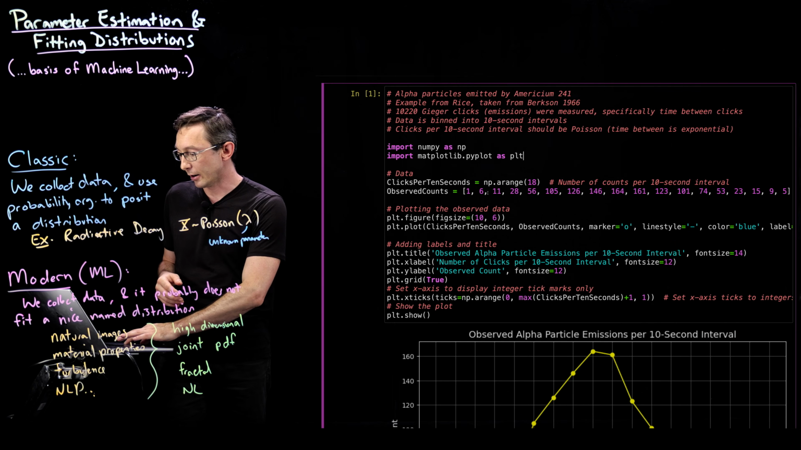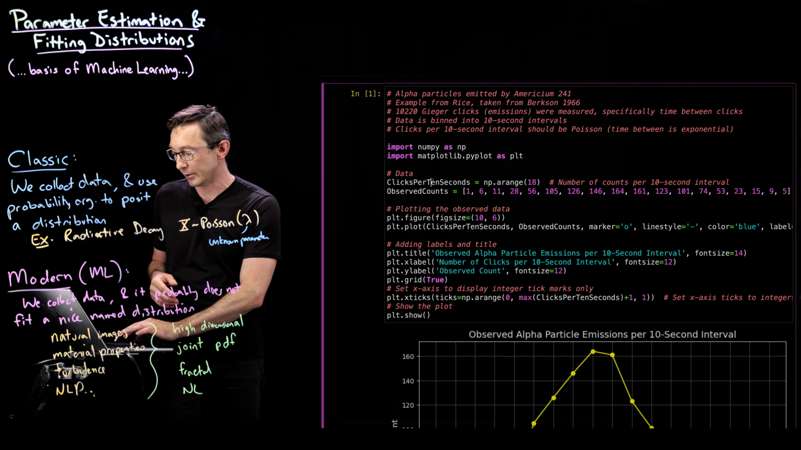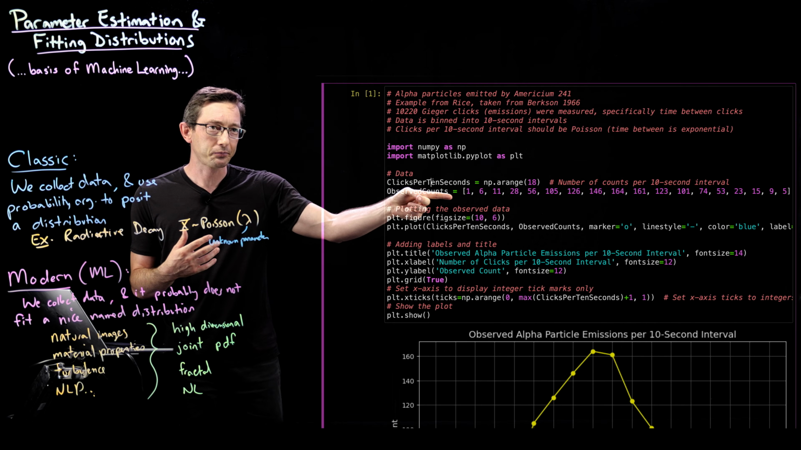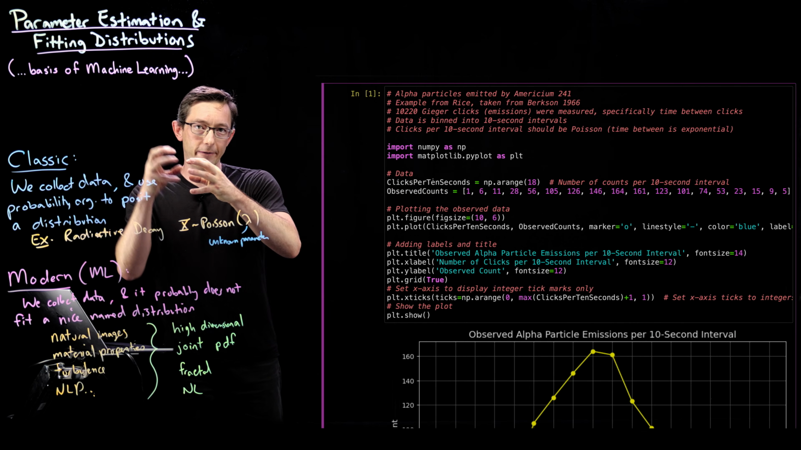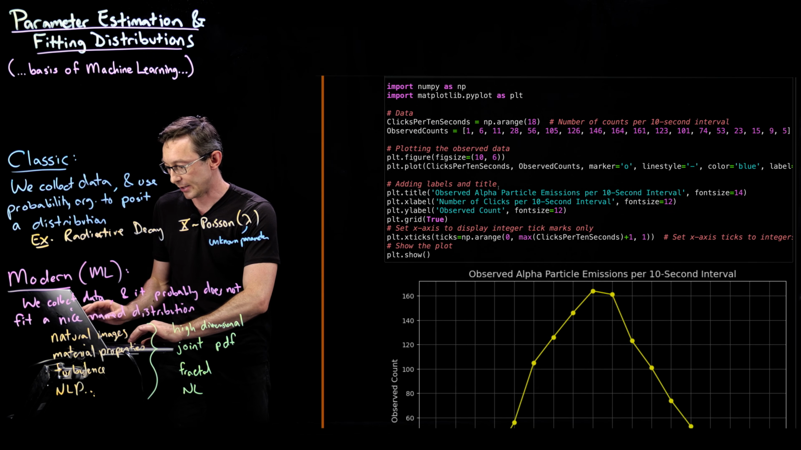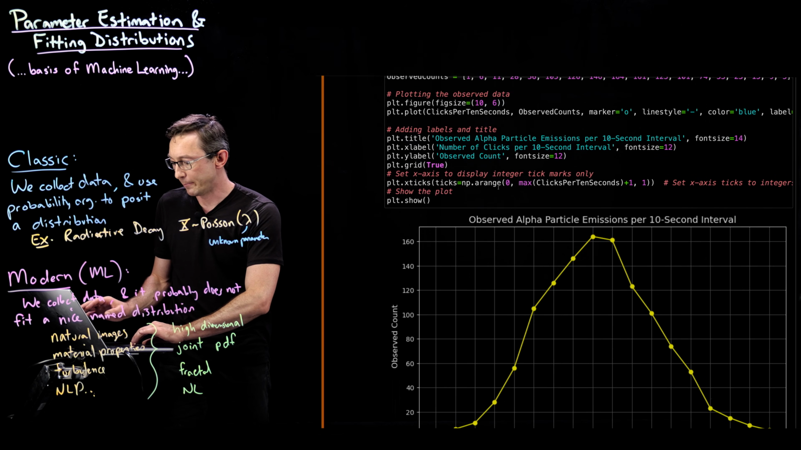And so the data here in this line, observed counts, what this does is it says, okay, the first bin, maybe I'll plot the data and we'll actually talk about it this way. It's a little easier.